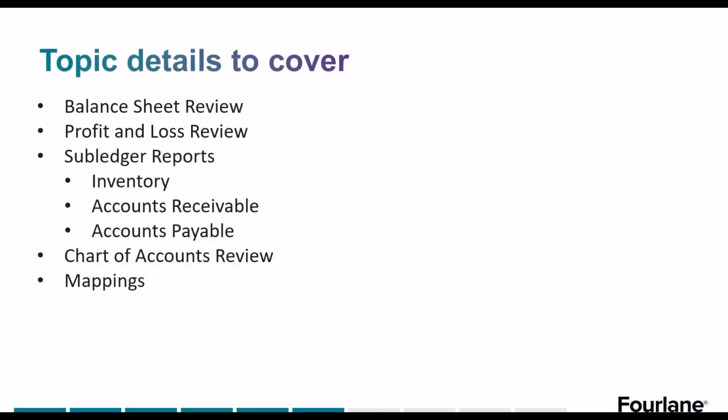Like I said, we're going to get underneath the hood of financial statements and see what we can find, right? A high-level overview of what we can detect that would give you that indication, oh, there's a problem, something we need to look at. I'm going to look at a few different places: balance sheet, your profit and loss, some subledger reports, which are often missed, chart of accounts, and if we have some time, we'll jump into mappings.